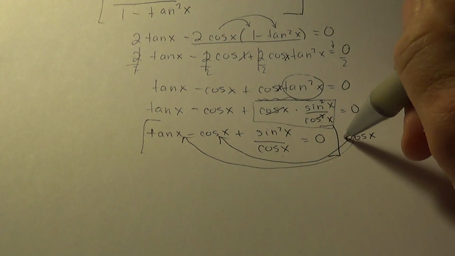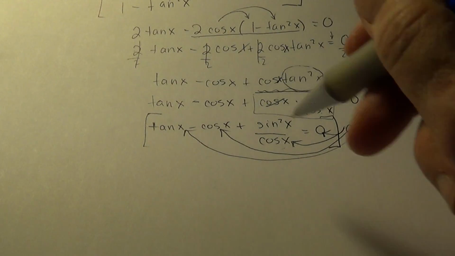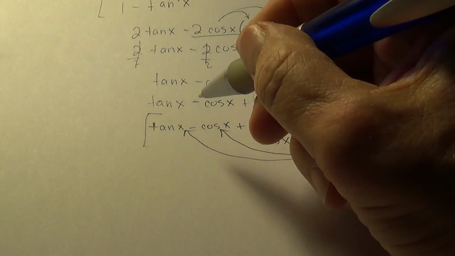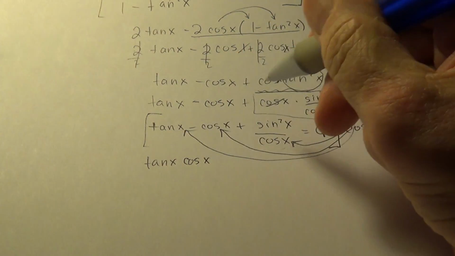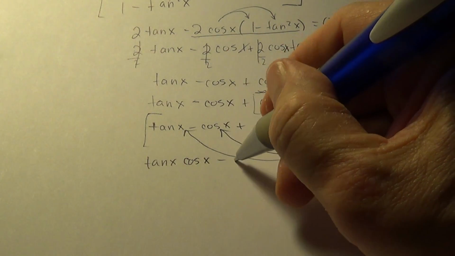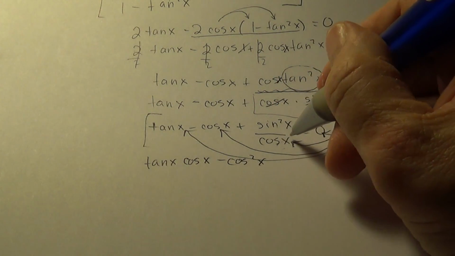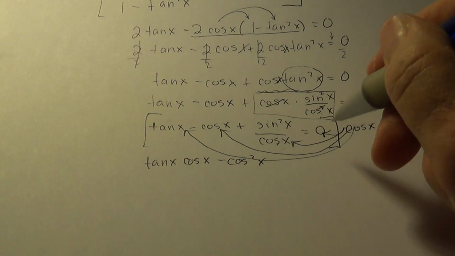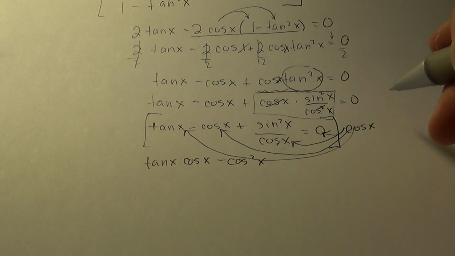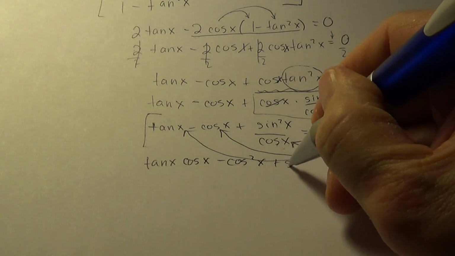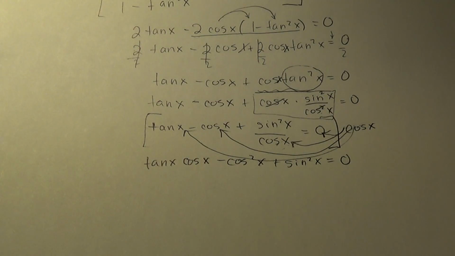Is it just my imagination, or is this getting sloppier as we go? So now we have tangent x times cosine x, oh fun, minus cosine squared x, plus, now that gets rid, this cosine will cross out this cosine. So when I say cross out, cosine over cosine is a 1, so I don't have to write it any longer. The 1 doesn't affect it.